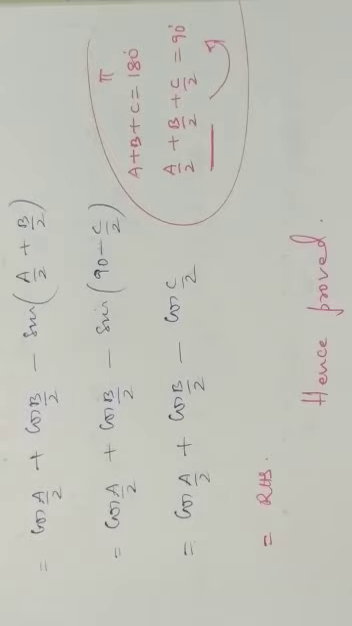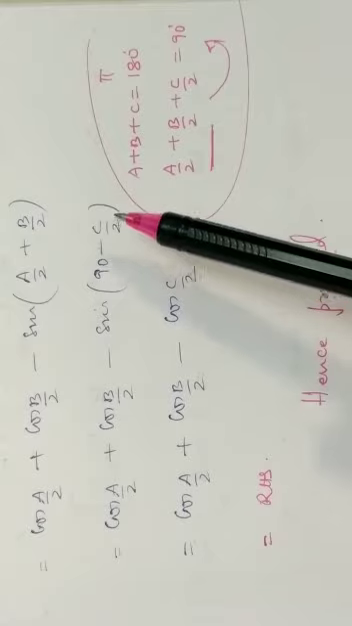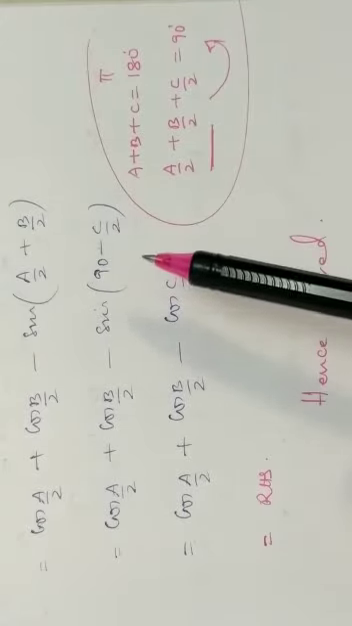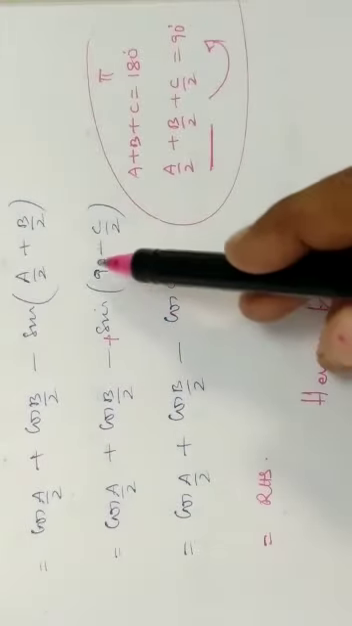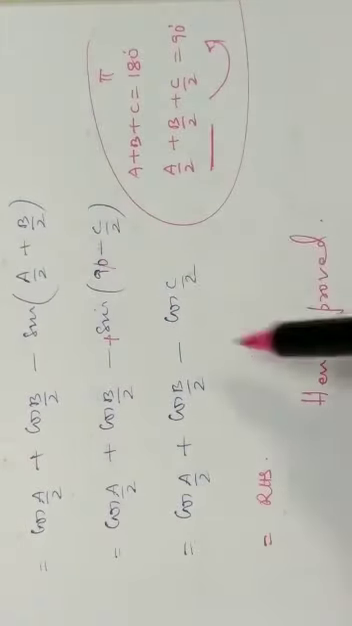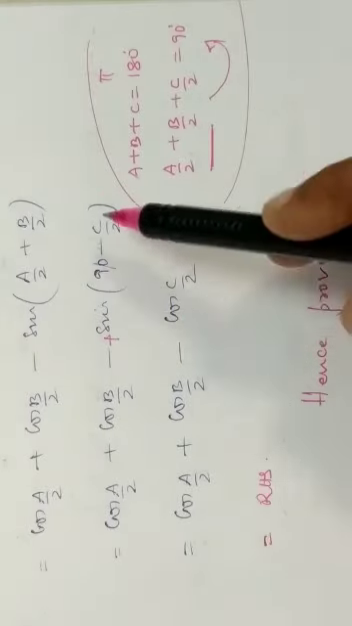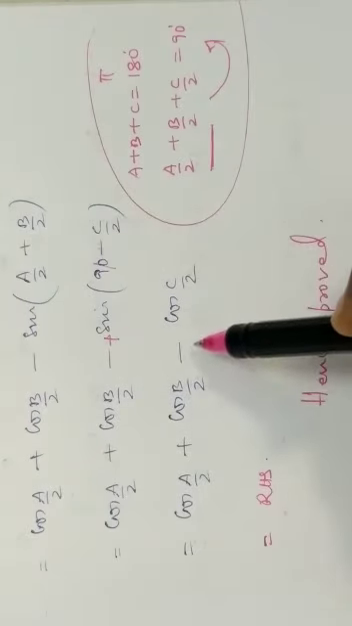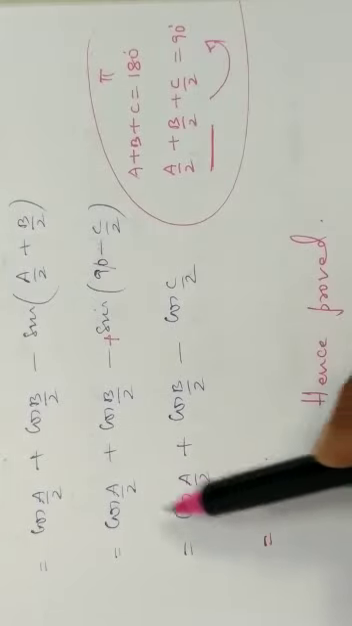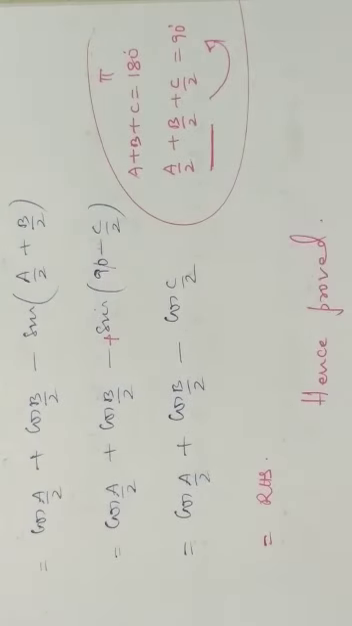90 minus theta, first quadrant. In first quadrant, all are positive. So plus. Remove 0. 90 is odd multiple, so sin will change to cos. Theta is c by 2. Minus into plus, minus. So the remaining step is cos a by 2 plus cos b by 2 minus cos c by 2. That is our required RHS.